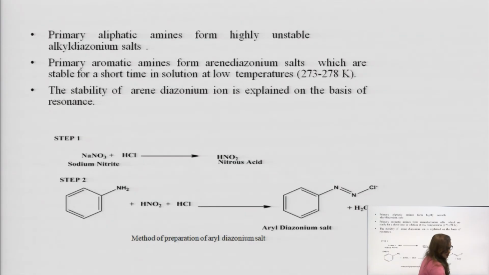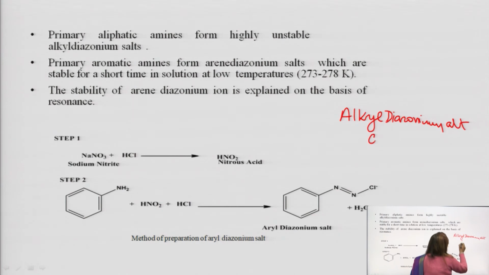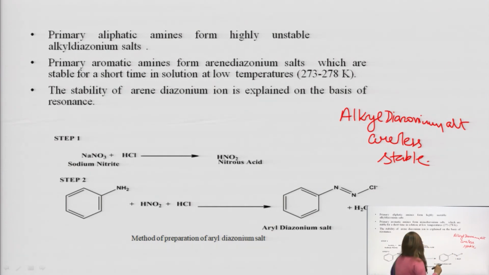Now, moving to the next slide. The next point is very important. Primary aliphatic amines form highly unstable alkyl diazonium salts. When compared with aryl diazonium salts, we find that alkyl diazonium salts are less stable.